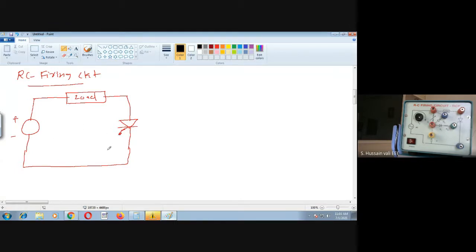So what is the firing circuit? Let me draw the firing circuit. This firing circuit you can find in your manual. I'm not drawing anything new here. Just look in the manual, you can find it there itself.